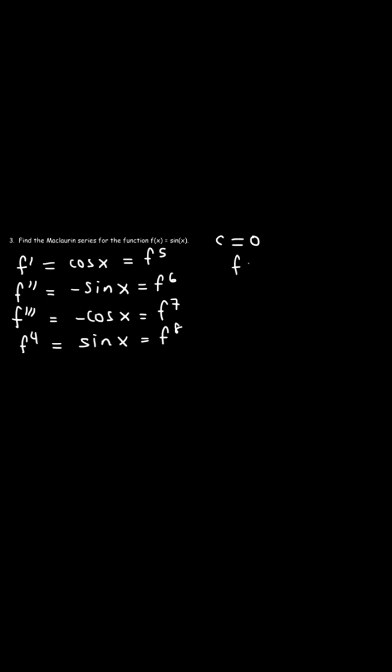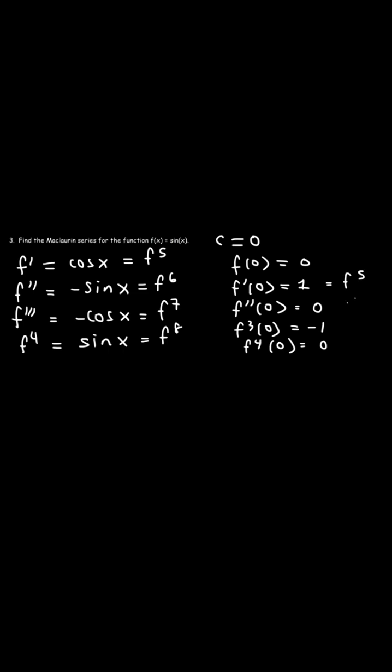So to evaluate f of 0, that's going to be sine 0, which is 0, and then f prime of 0, cosine 0 is 1, and then f double prime of 0, that's negative sine 0, so that's 0. And then for the third derivative, it's going to be negative cosine of 0, which is negative 1. And for the fourth derivative, sine of 0 is 0. And so this is going to be the same as the fifth derivative, and this is the sixth, the seventh, and then the eighth.